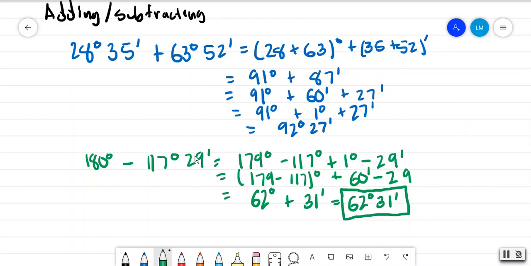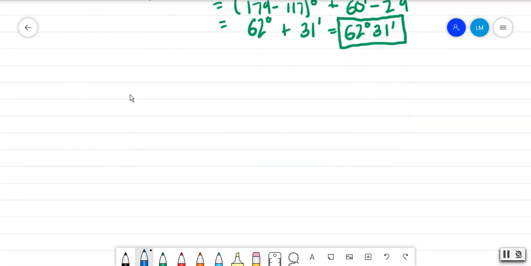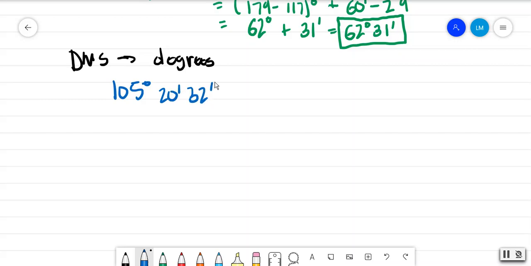Okay, and then let's look at this one. One thing that we can do is go from degrees, minutes, seconds to degrees. Let's say that we have 105 degrees, and then we have 20 minutes and 32 seconds.